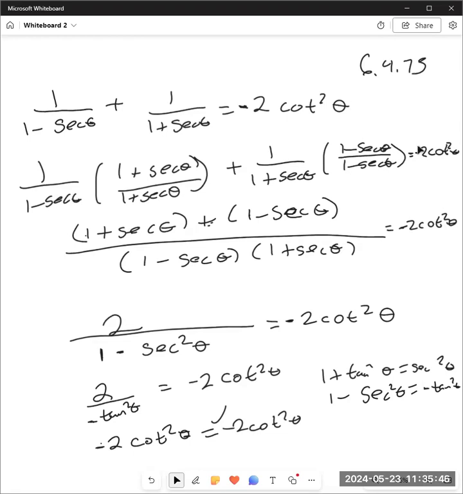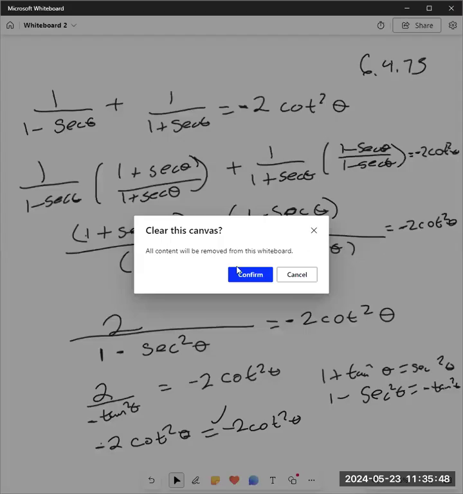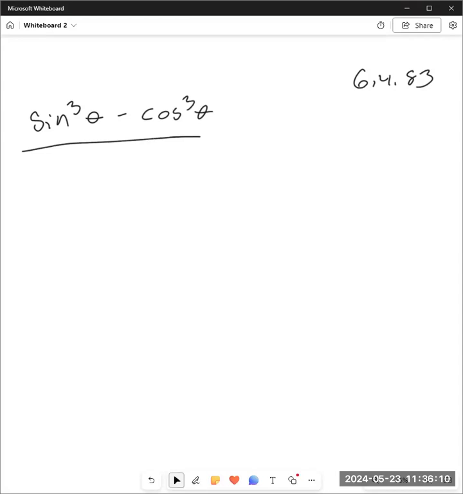Let's look at our last problem for today for this objective. And this will be based off of 6.4.83. Sine cubed theta minus cosine cubed theta over sine theta minus cosine theta is equal to 1 plus sine theta cosine theta.